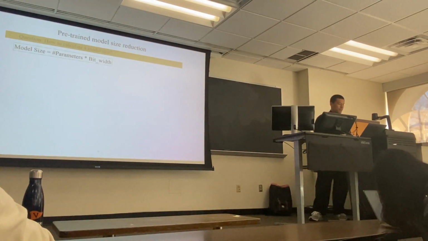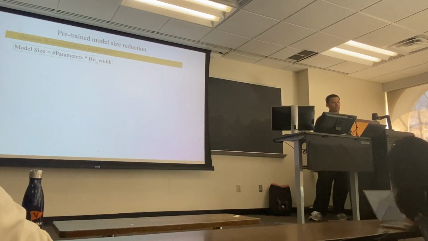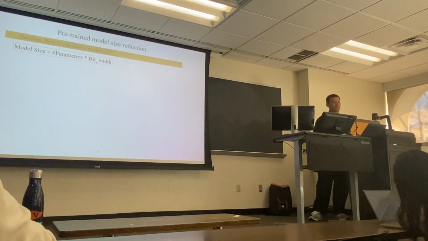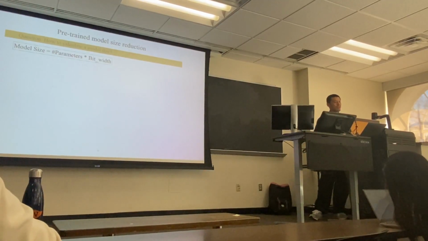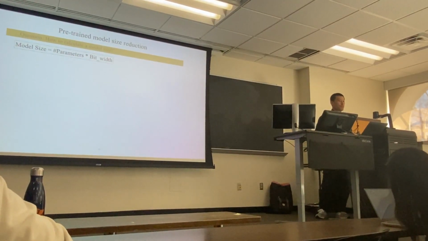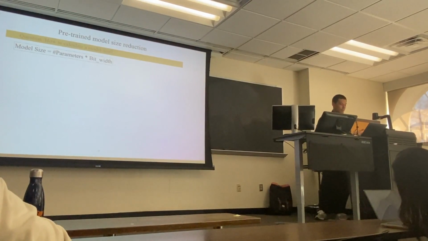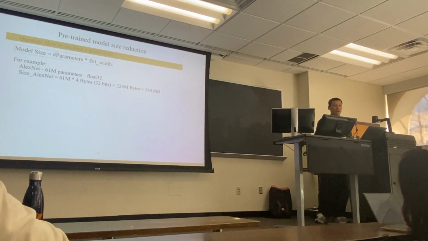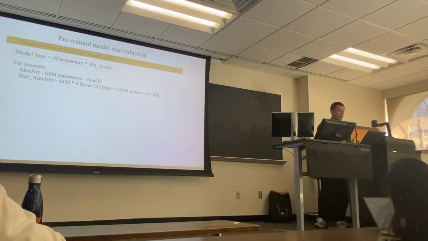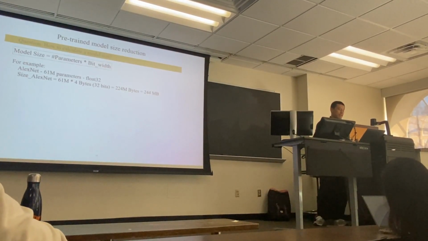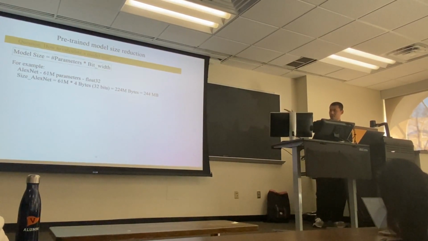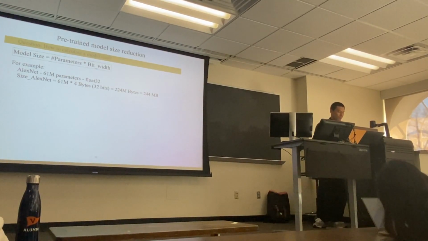Okay, first we have to know how to calculate model size. Model size is the number of parameters times the bit width for every parameter, which is simple, right? Easy. For example, AlexNet has 61 million parameters, all of them float 32. The size of AlexNet can be calculated like this. It's around 200 megabytes.